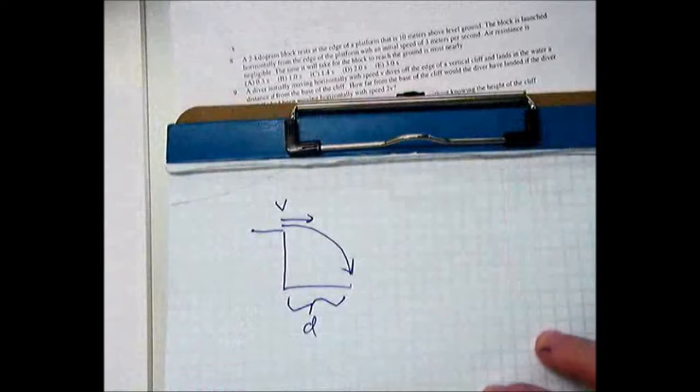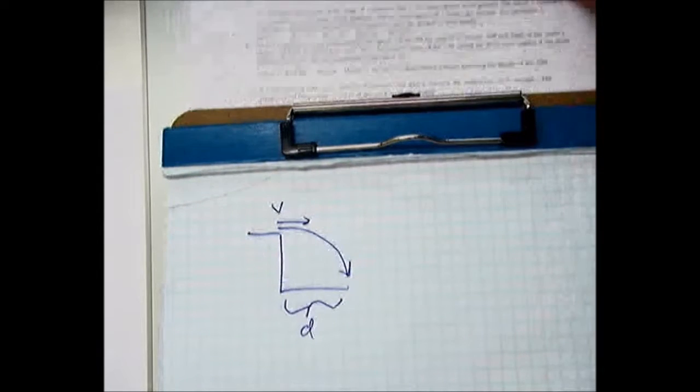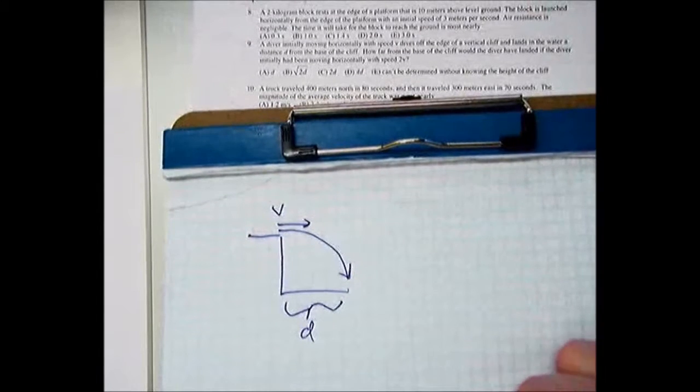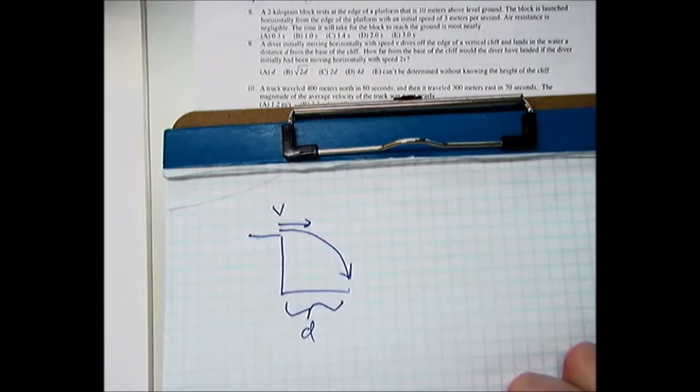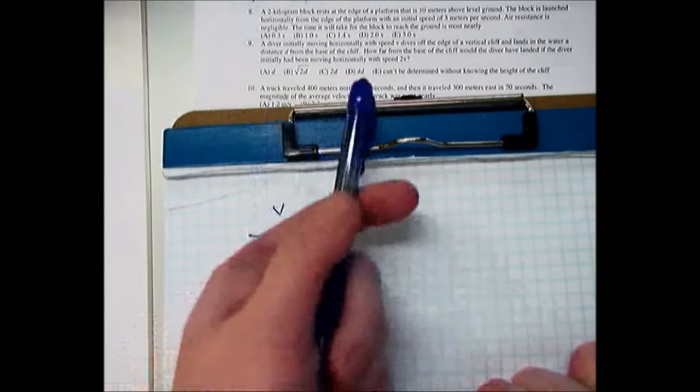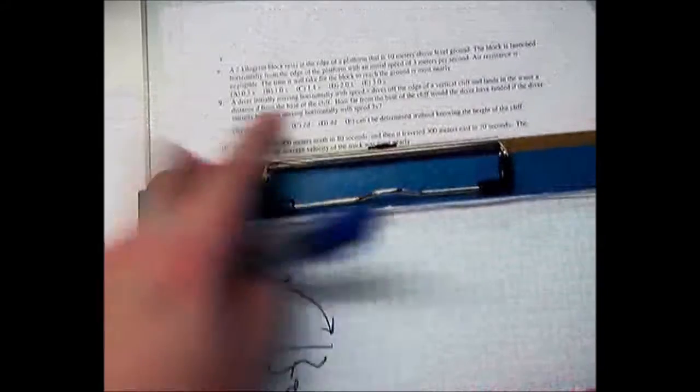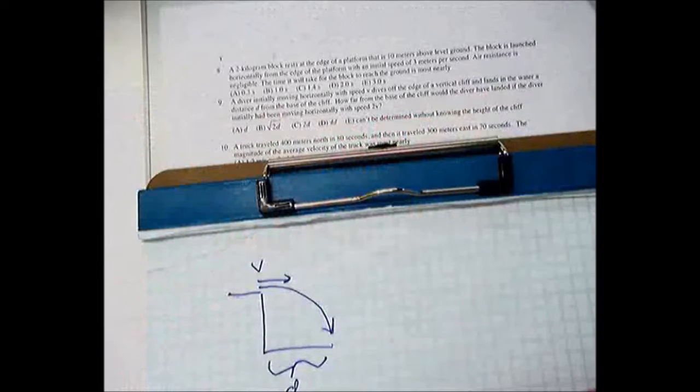So another one of those annoying questions with no numbers in it. How far from the base of the cliff would the diver have landed if the diver initially had been moving horizontally with a speed 2v? Alright, so you might think that you need to do some calculations for this, but really you don't. It's a lot simpler than it looks. They put this suspicious looking answer here, right? Can't be determined without knowing the height of the cliff.